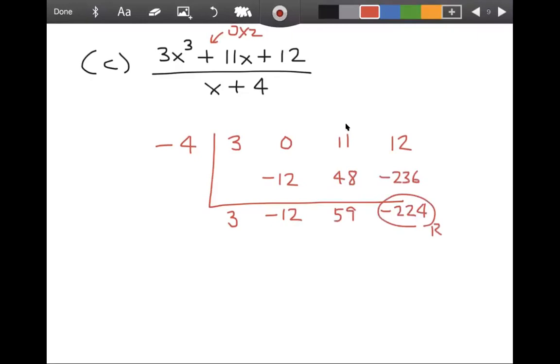We have our constant term, our degree 1, our degree 2. So the answer is going to be 3x squared minus 12x plus 59 plus -224 over x plus 4.